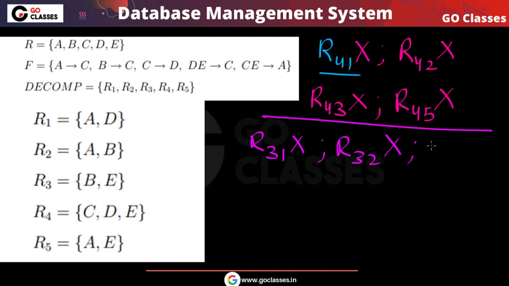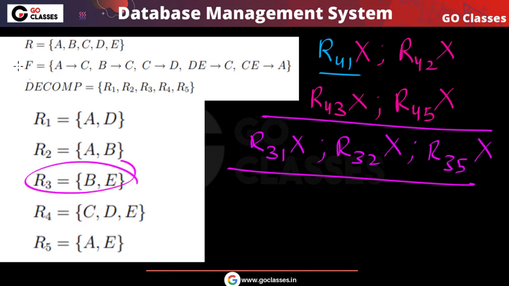Now, can we combine R3, R5? Let us check it out. Again, the set of common attributes is E, and E can only determine E. So E is not a super key in R3, and not a super key in R5, so we cannot combine this also. So this R3 also we cannot combine with anything else. Okay. So finally, what are the possibilities that we have?